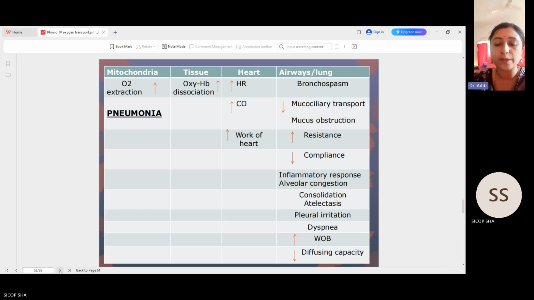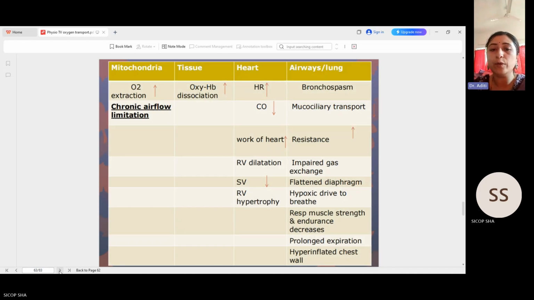Okay, so any issues with ventilation or perfusion are basically going to put more demand or more workload on the heart and the lungs in order to function better. So the RR also increases and the HR also increases in an attempt to maintain the cardiac output and to maintain the minute ventilation. So next is chronic airflow limitation.